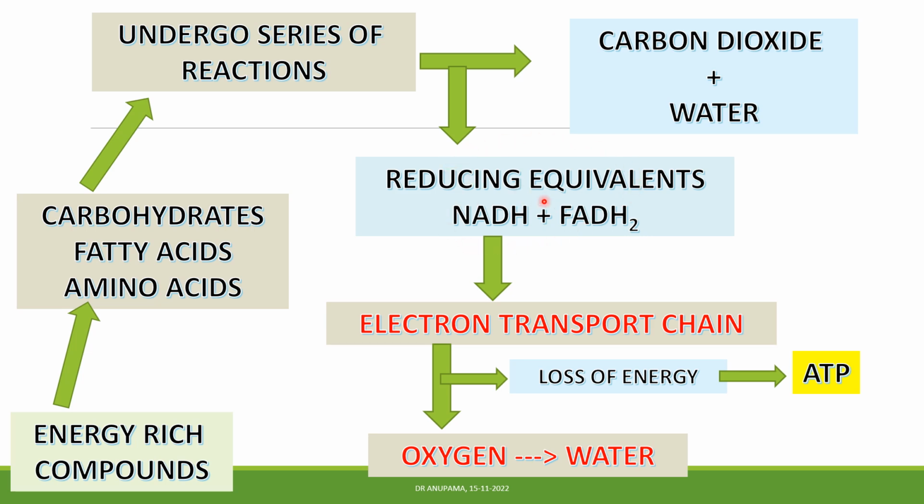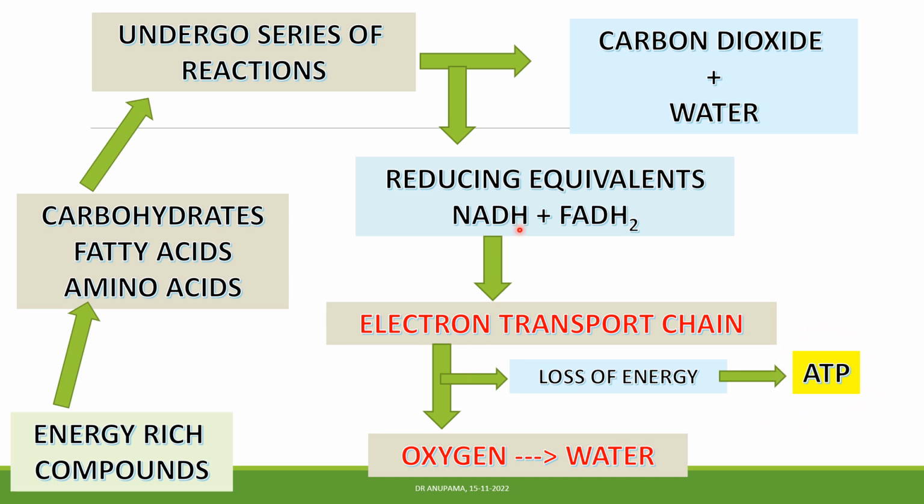The key reducing equivalents of our interest are NADH and FADH2. These two reducing equivalents enter our main thing, that is the electron transport chain. During this transfer of electrons through the electron transport chain, there is some loss of energy taking place, but we also see that protons are pumped, because of which ATP synthesis takes place, which is our oxidative phosphorylation.